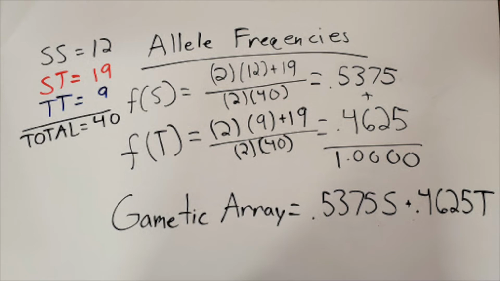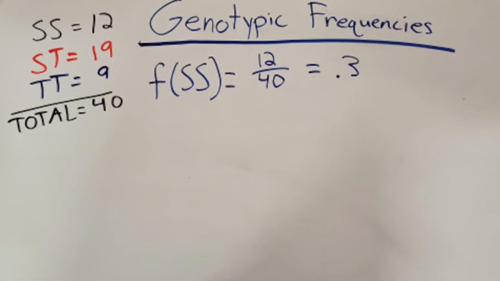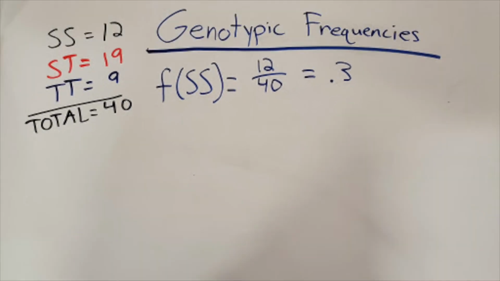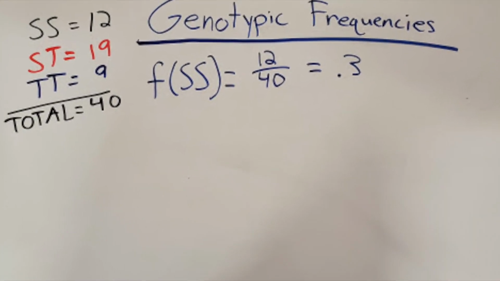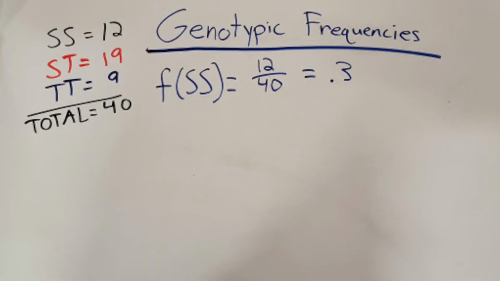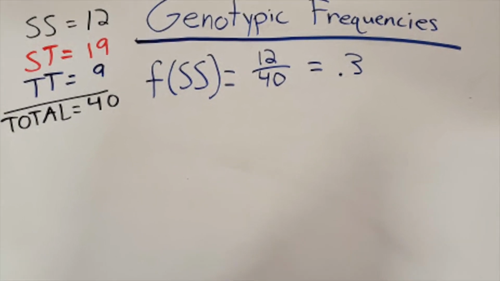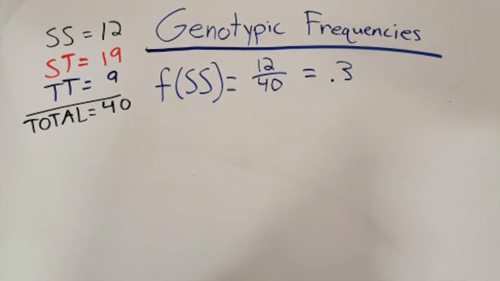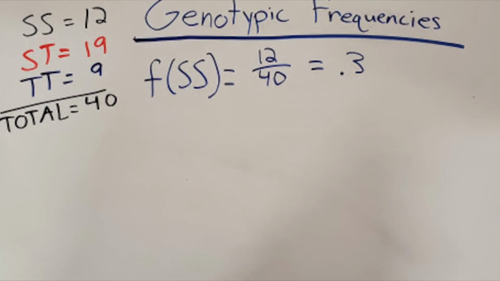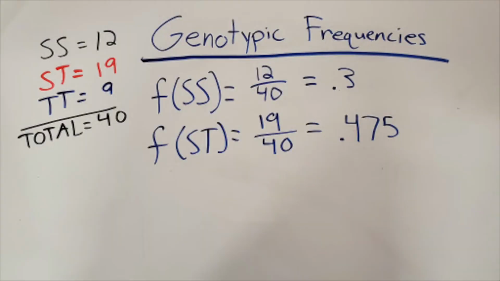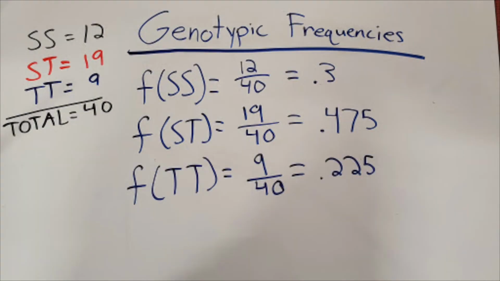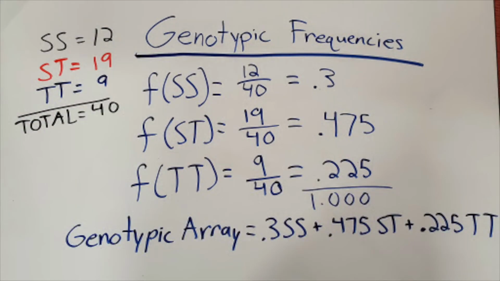Next, we can calculate genotypic frequencies of the sandbox turtles. For this, just take the number of turtles with said genotype and divide by the total number. For example, there are 12 turtles with the SS genotype out of 40, so you divide 12 by 40 and you get 0.3. For the ST genotype, you have 19 out of 40, and for the TT genotype, you have 9 out of 40. The total of these numbers should also equal 1. Now you have your genotypic array as shown.